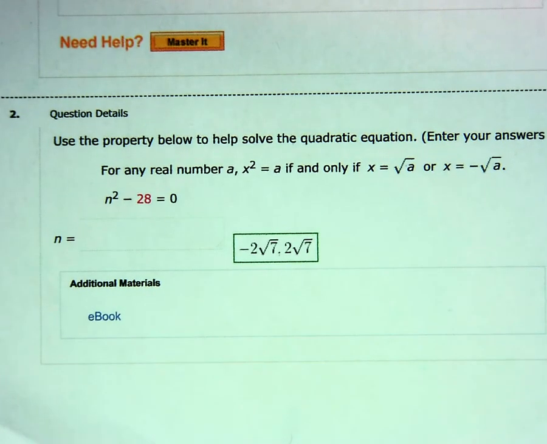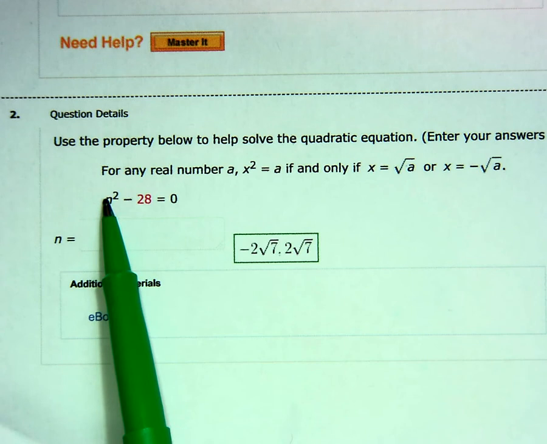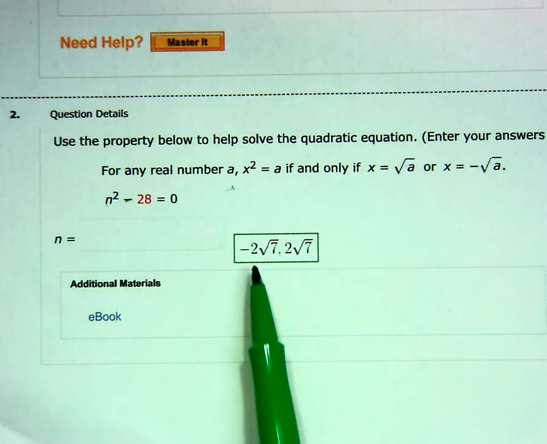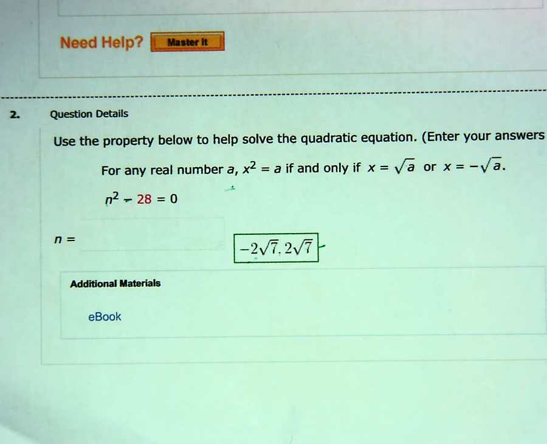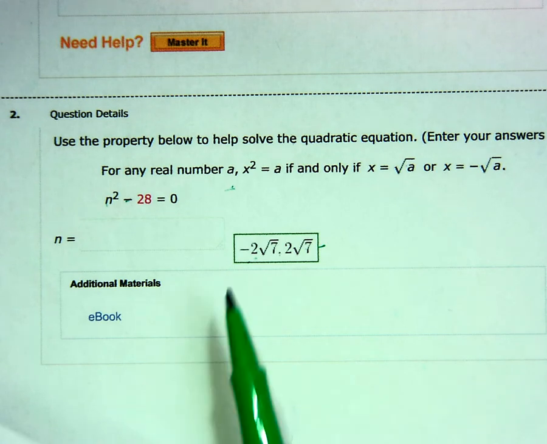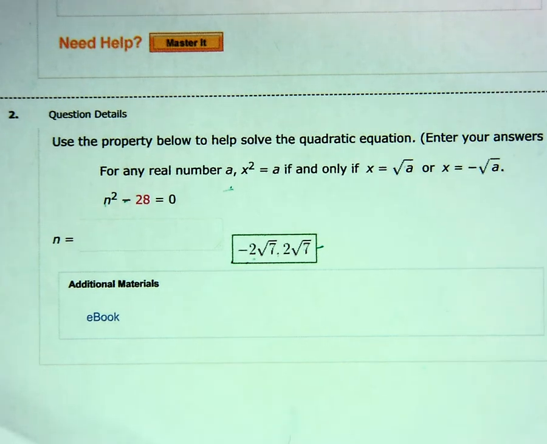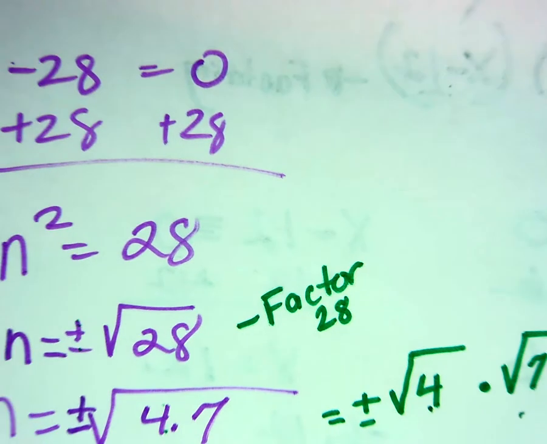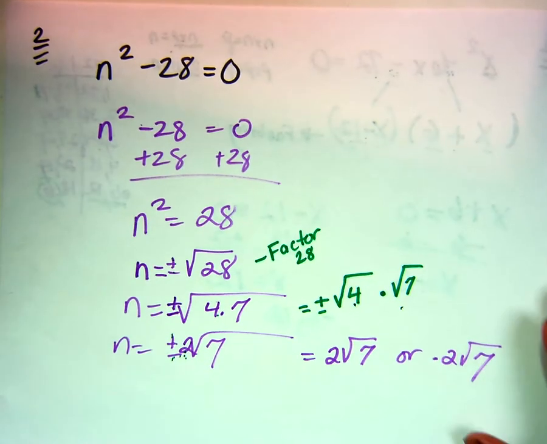Your next quadratic equation is n squared minus 28 equals 0. So notice how your answers have these radicals. Be mindful, radicals are the same way of saying square roots, and you can have them either negative or positive. So let's figure out how they did that. So I'm going back, zooming out.